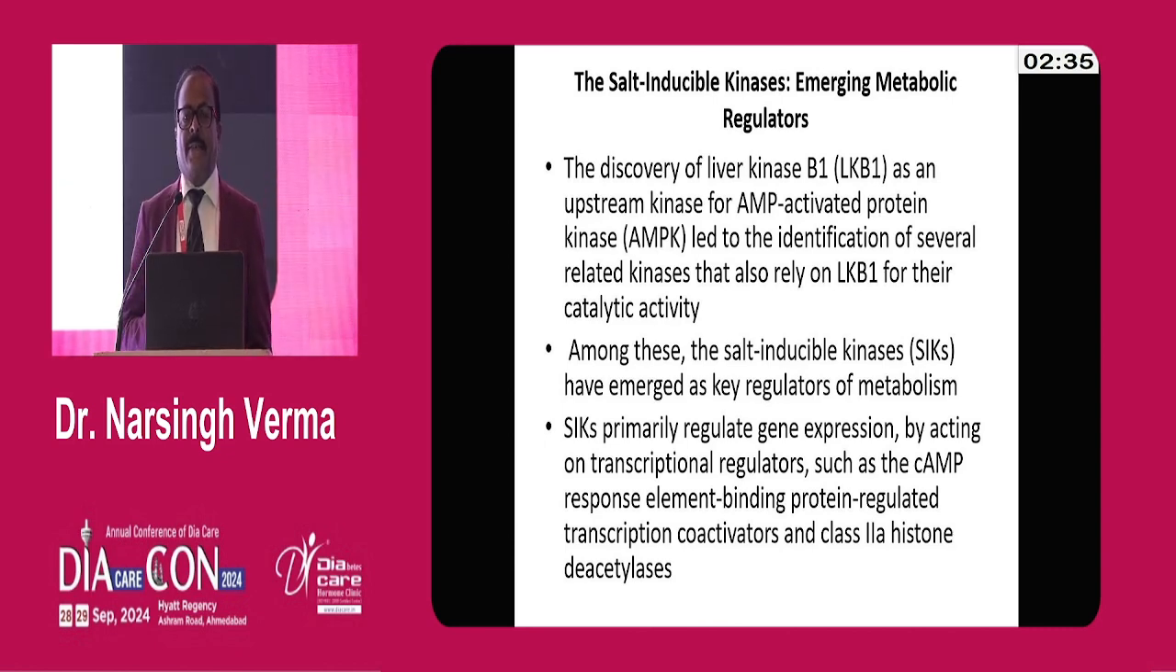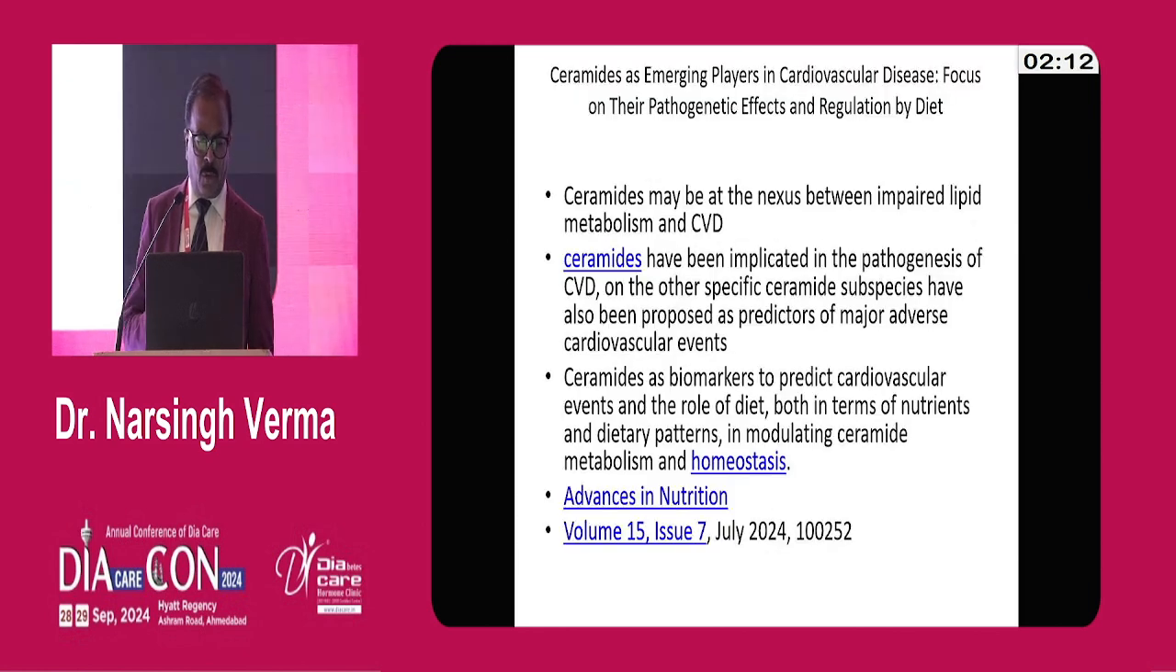Salt-inducible kinases have also been studied, and they are emerging metabolic regulators. The discovery of liver kinase B1 as the upstream kinase for AMP-activated protein kinase led to the identification of several related kinases, and a lot of work is being done on these kinases, which can have an impact on the pathophysiological changes occurring at different levels.